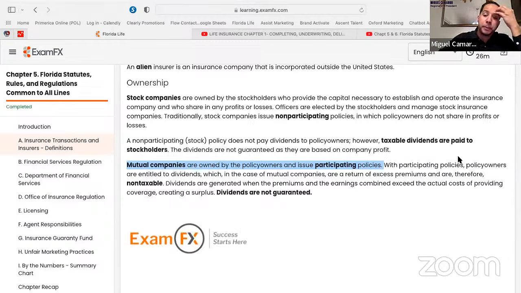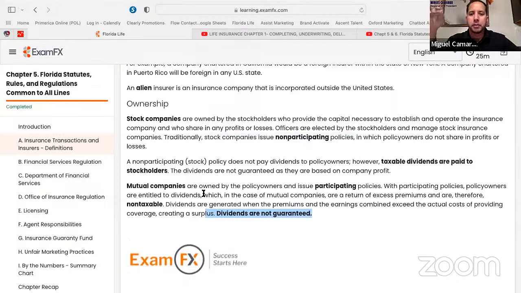So with participating policies, owners are entitled to dividends, which in the case of mutual companies are a return of excess premium and therefore not taxable. So most insurance companies are mutual companies. Again, the one thing about these is dividends are not guaranteed. Any questions on stock companies and mutual companies?